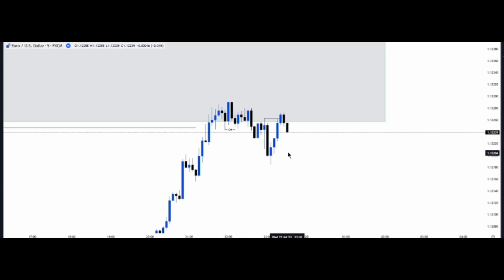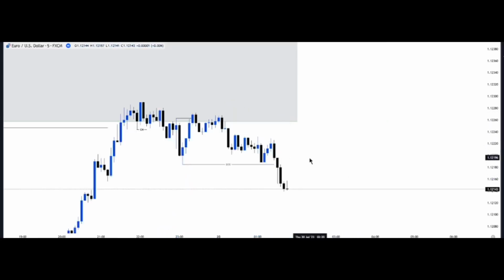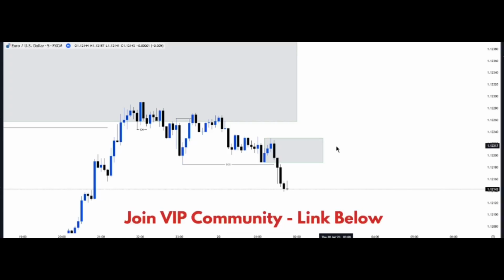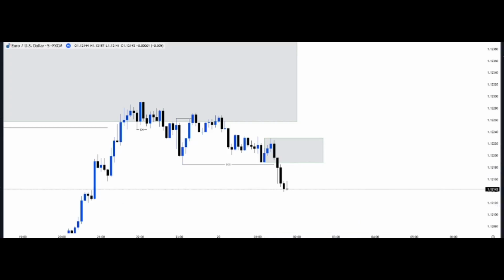Okay, so it has taken out that inducement now. Now, where is our area of interest? Our area of interest is here right now. This one. Do we need inducement before we can take this trade from here? Well, you don't need inducement. You can take your trade directly from there because that's our order flow. But if this order flow is too large, you can refine it to this OB.